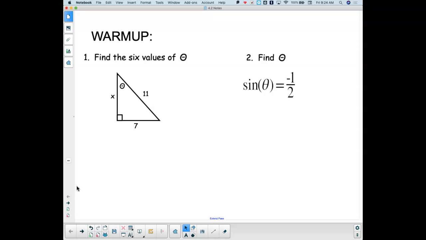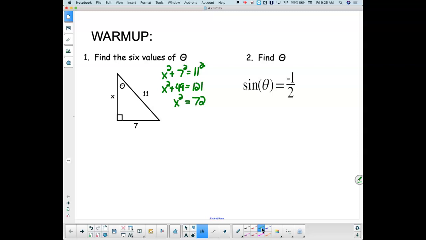Good to go? What's the first thing I got to do in number 1? I got to find what x is, right? Okay, how am I going to find what x is? Pythagorean theorem, yep. A squared plus b squared equals c squared, love it. So it's going to be x squared plus 7 squared equals 11 squared. So that's x squared plus 49 equals 121. So x squared is equal to 72? Yeah. Yep.